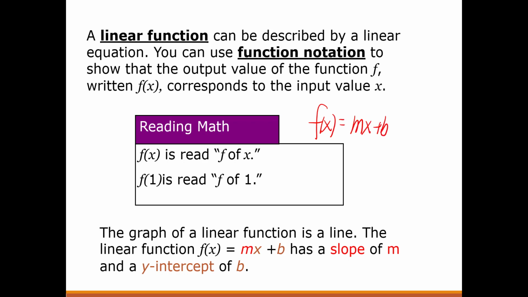For any function, it is a one-to-one relationship. f of x is read as f of x. f of 1 is read as f of 1. The graph of the linear function is a line, a straight line. The linear function f of x equal mx plus b has slope m and y-intercept b. Those two are the most important elements in the function notation.